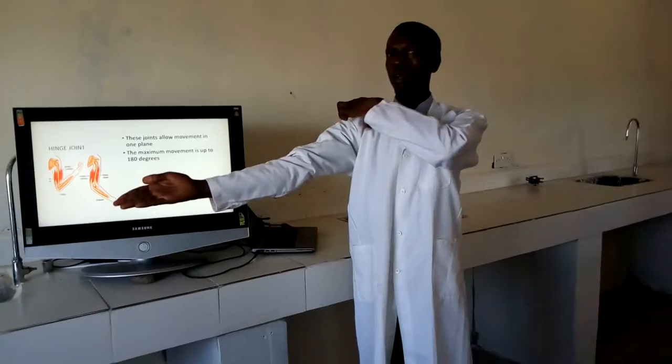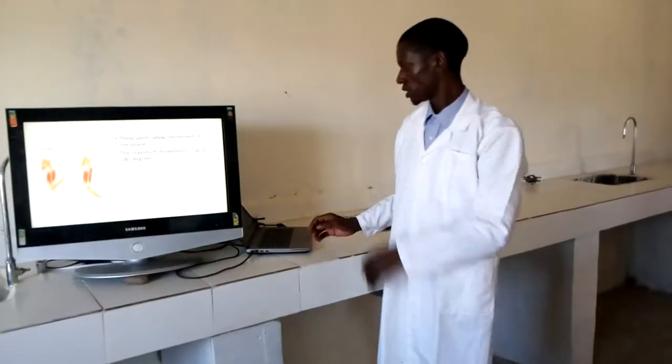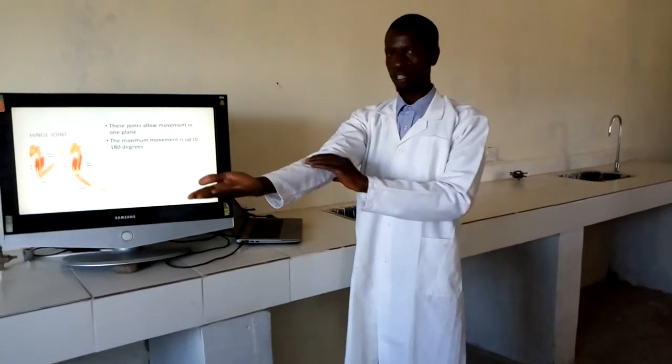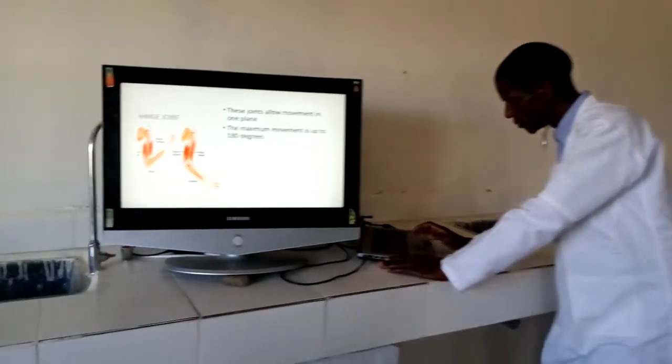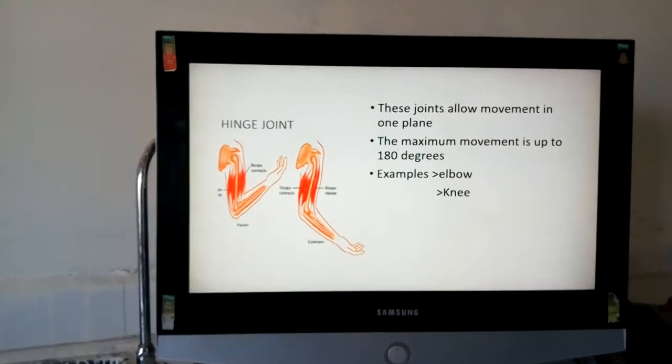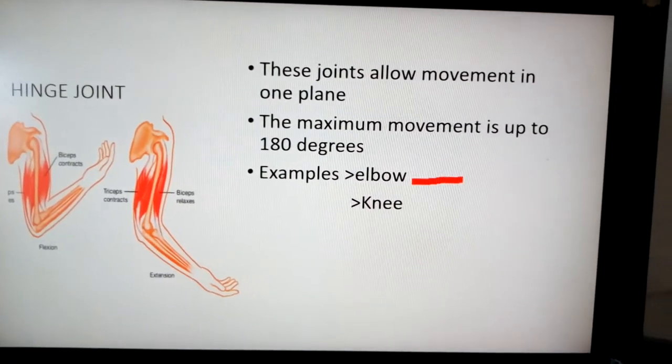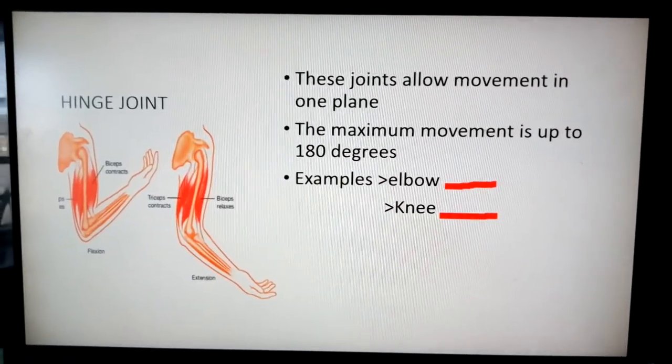While the other one, the ball and socket joint, permits movement of up to 360 degrees. This hinge joint can bear even some heavy weight because it has a certain part here which is called the olecranon process, and that process prevents the arm from overstretching. Examples of the hinge joint are the elbow. The word elbow is here. And another example of a hinge joint is the knee.